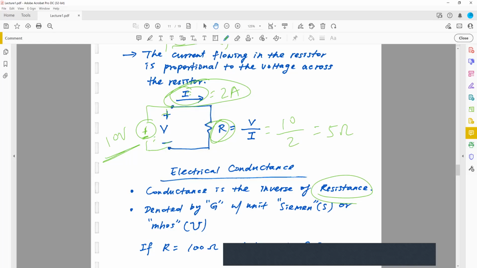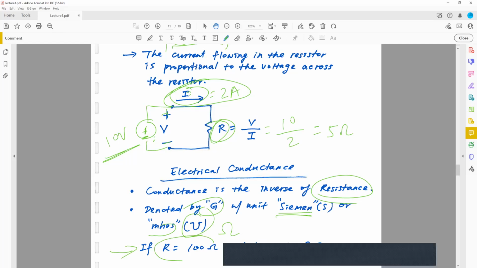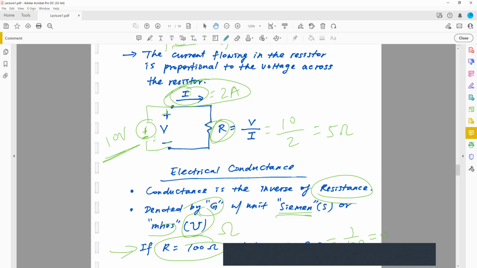Conductance is denoted by G and has unit of Siemens or mho. You see that this symbol is the opposite of ohm, right? So the opposite of ohm is called mho. Some people also use Siemens. As an example, if R is equal to 100 ohms, then what is G? All I have to do here is take the inverse of this resistance. So G is going to be 1 over 100. This gives me 0.01 mho, or Siemens. So I just need to take the inverse.